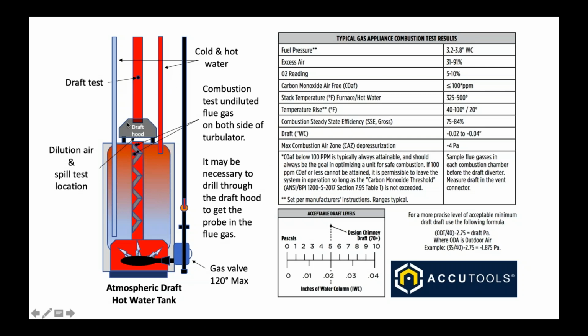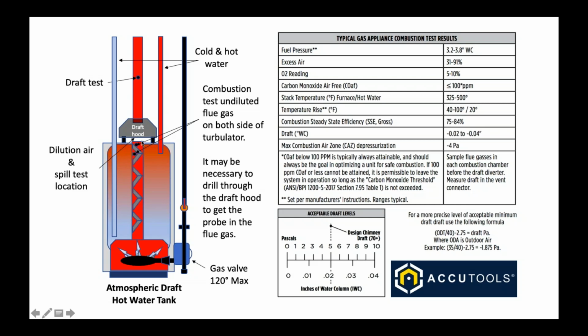the draft hood separates the appliance from the draft. There's what's called a turbulator going up the center of this. When the gas is burning down here, we want to slow those flue gases down. It just goes through a twisted piece of metal to slow the flue gases down to get the maximum amount of heat transfer by convection. And so we want to test on both sides of that because a burner can be burning differently over here than over here. And what will happen is you may miss high CO on a burner.